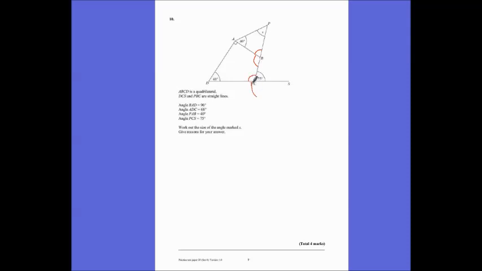So, this one here is a straight line here. So, angles on a straight line add up to 180. So, I'm going to do 180 minus 75, which is 105. So this one is 105, and that's because angles on a straight line add up to 180 degrees. Okay, once I've got that, I can then work out this one, because we've got a quadrilateral here.